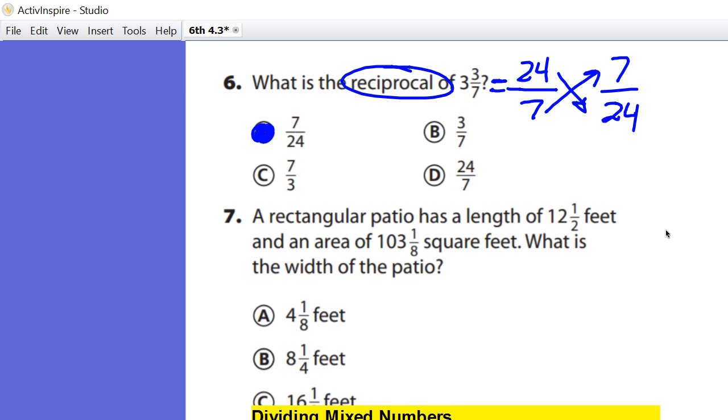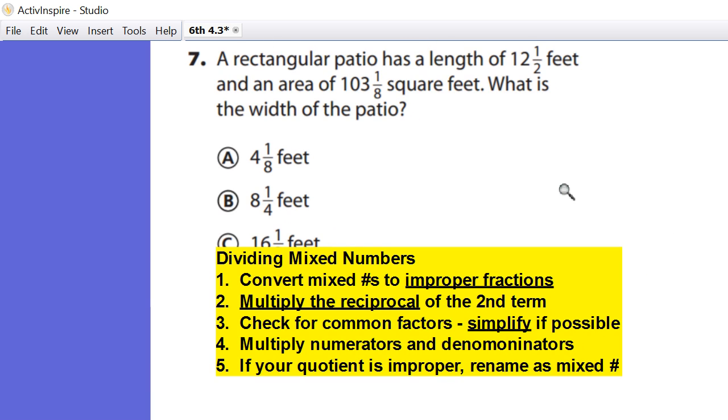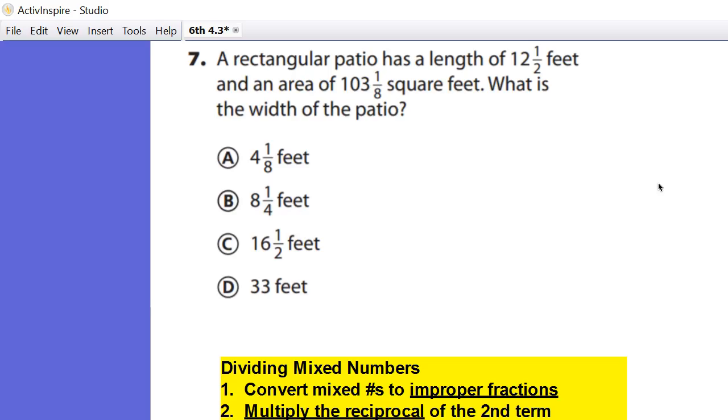All right, last one, number 7. And this one's pretty complicated, but they did actually give you some compatible numbers that simplify pretty well. This is one of the area problems, and we've done quite a few of these. So just a reminder that if you have an area problem, if you're given the area, to find the missing dimension, you divide the area, which in this case is 103 and 1/8, by the given dimension, which in this case is 12.5. And that looks pretty complicated, but I'll show you as I go through it how the numbers work pretty well together.